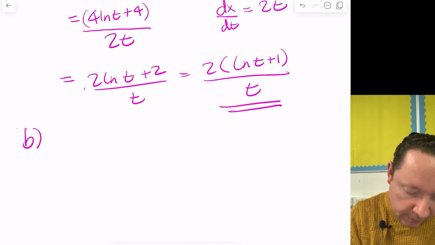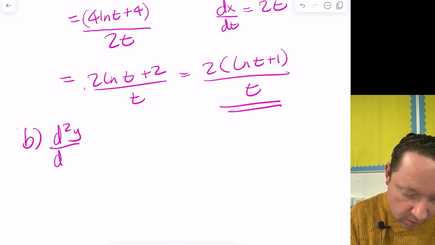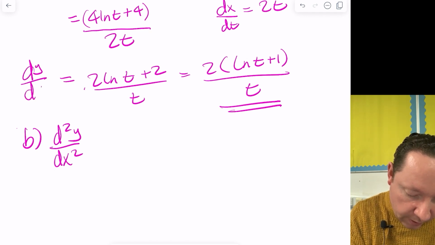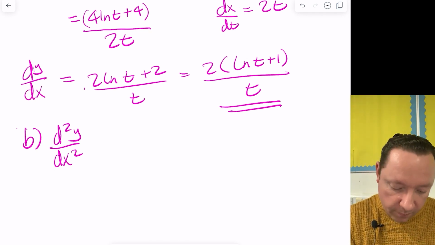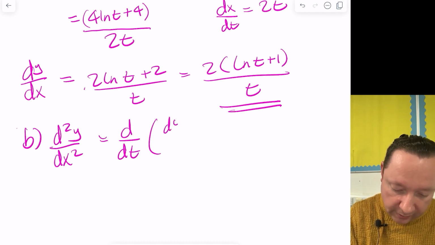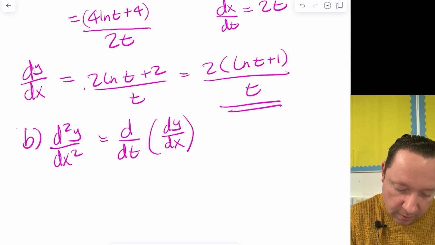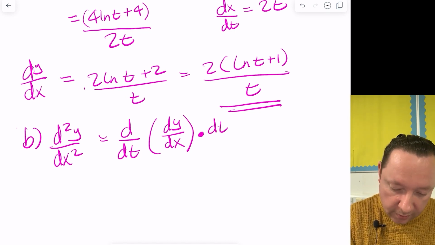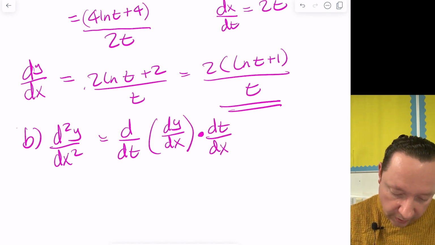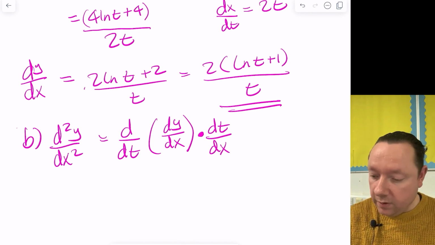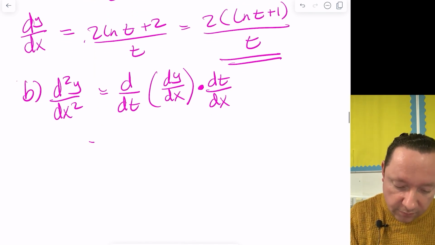Part B, d2y by dx squared. Well, I've got dy by dx, let's put that up here, in terms of t. So you're going to do d by dt of dy by dx. But then I'm going to have to eliminate that dt, so times dt by dx. Why dx? Because I want d2y by dx squared. So there you are, that is the second derivative.